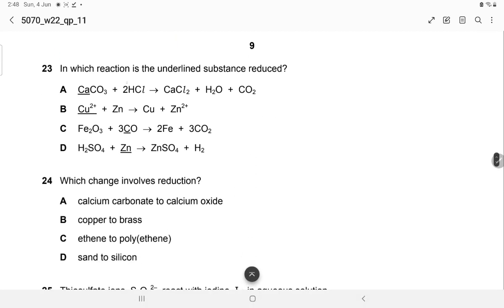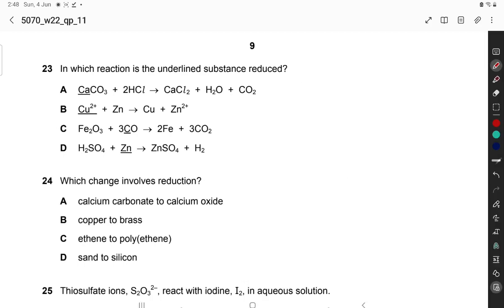23. In which reaction is the underlined substance reduced? Calcium is 2 plus, no change in calcium, so this is incorrect. Copper 2 plus to 0, the oxidation state is decreased, so the underlined substance is going to be reduced. B option is correct.